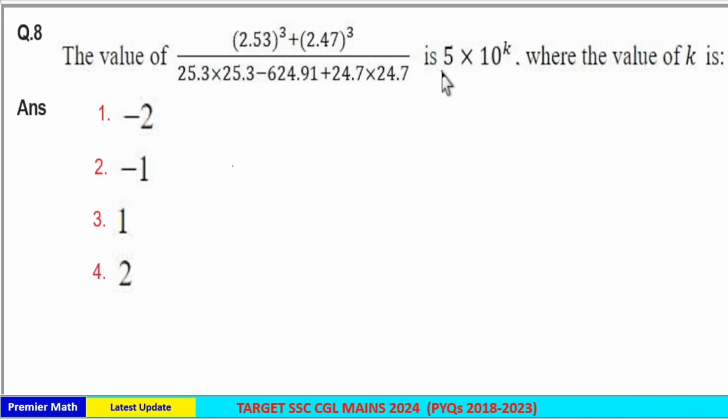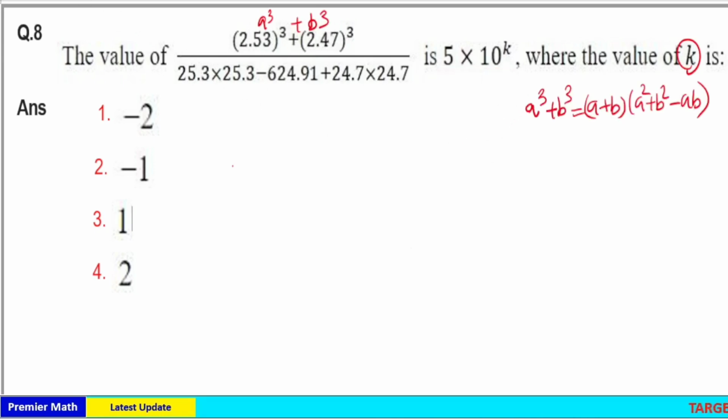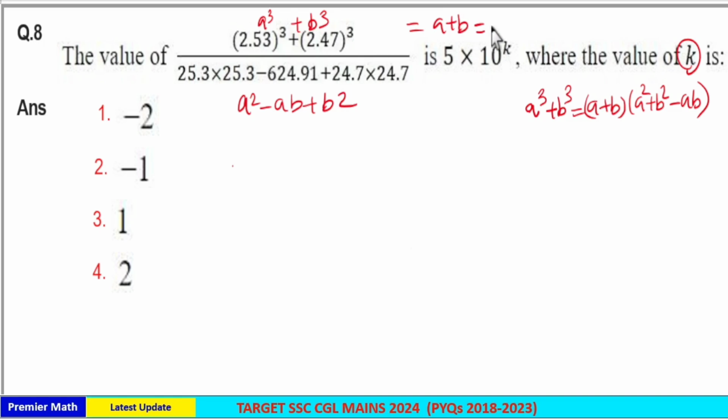The value of the following is 5 into 10 raised to k, where the value of k is. Here you have a cube plus b cube in the numerator. The a cube plus b cube formula is a plus b into a square plus b square minus ab. If you have a cube plus b cube in the numerator and a square minus ab plus b square in the denominator, your answer should be a plus b. Here a plus b is equal to 2.53 plus 2.47, which is 5.